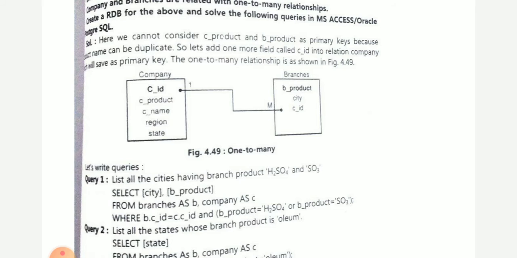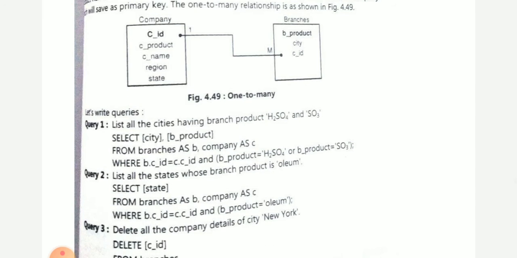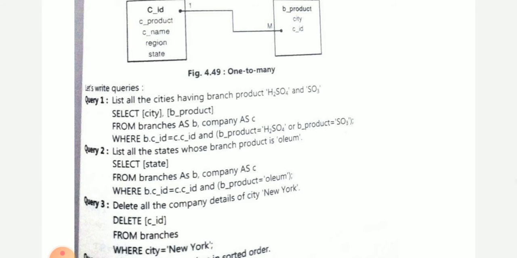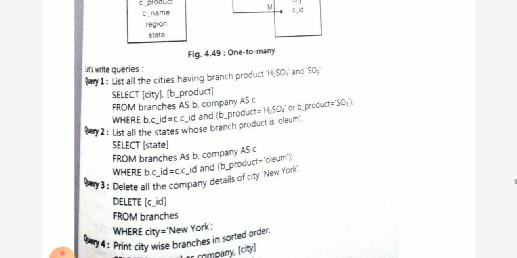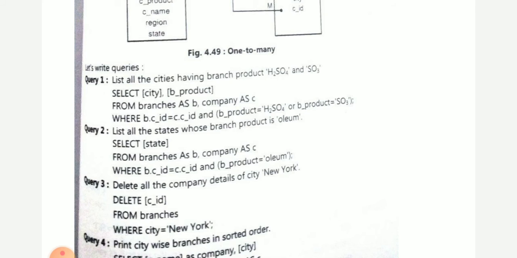Primary key means for unique identification of data we use a primary key, meaning no two customers have the same ID. Okay, see here, query 1: list all cities having branch product S2, SO4 and SO3. Then select city, B product from branches as B, company as C, where B.C ID is equal to C.C ID and S2, SO4 and SO3.